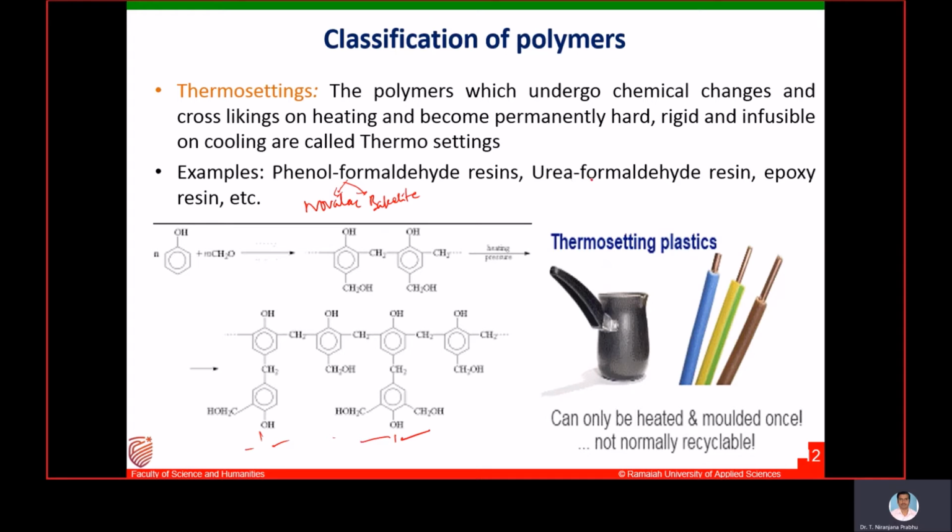Then we have urea formaldehyde resin, epoxy resin. These are some of the thermosetting polymers.